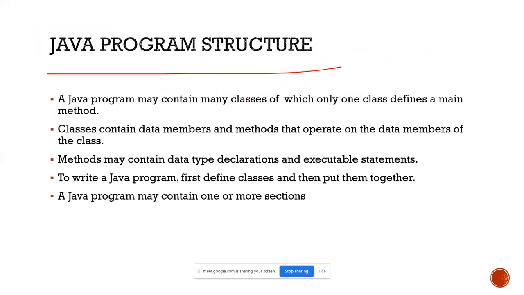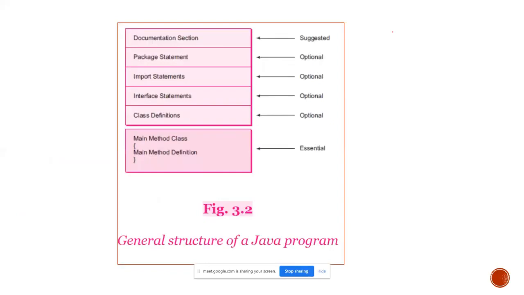What will be the structure of a Java program? A Java program may contain many classes, of which only one class defines a main method. Classes contain data members and methods that operate on the data members of the class. Methods may contain data type declarations and executable statements. To write a Java program, first we have to define classes and then put them together. So a Java program may contain one or more sections. So this is the general structure of Java programming.